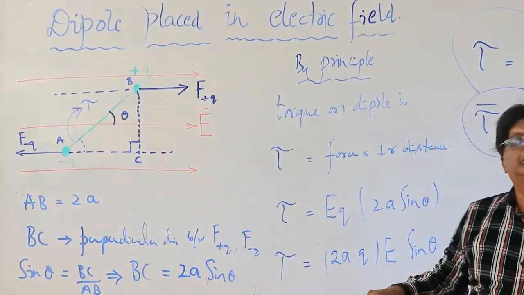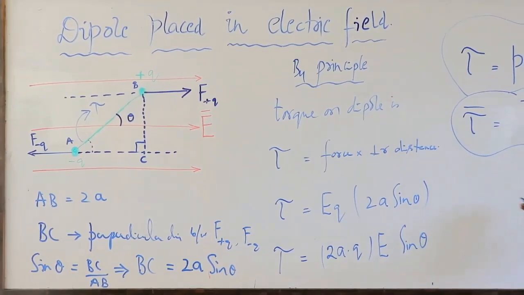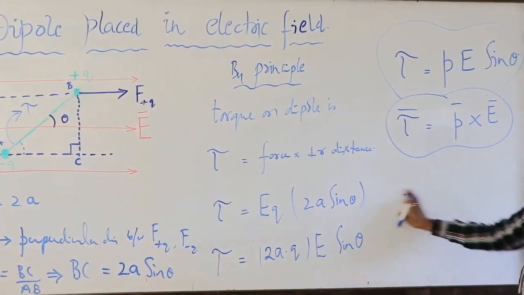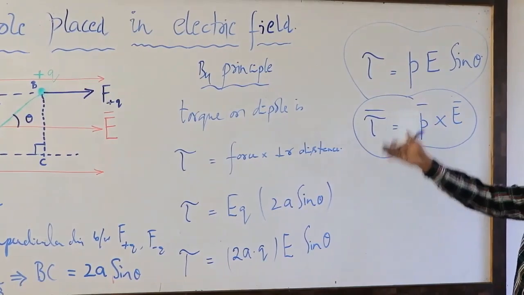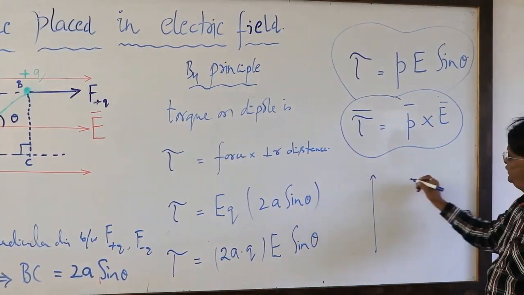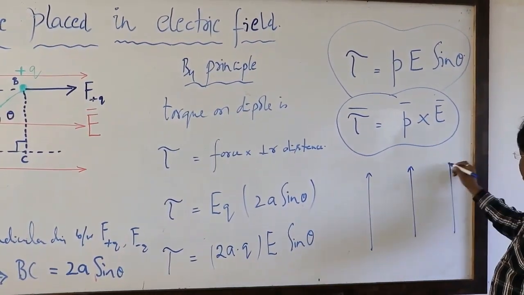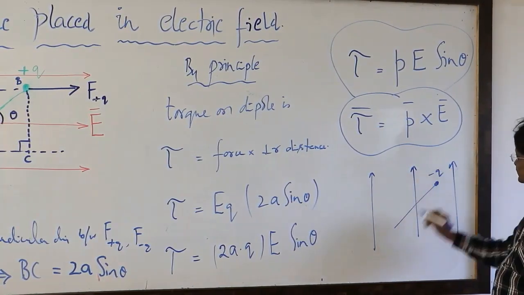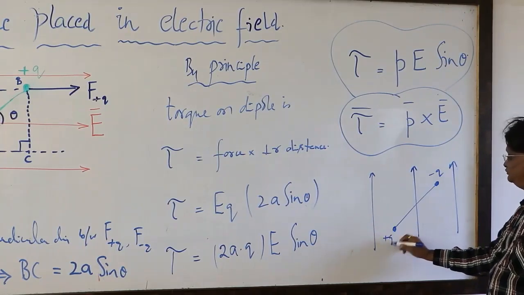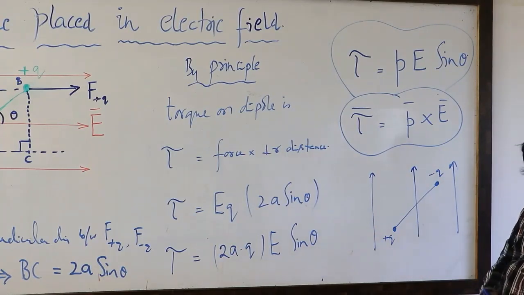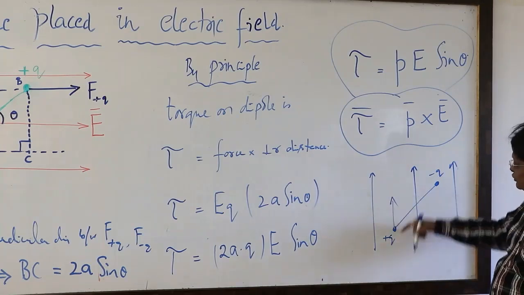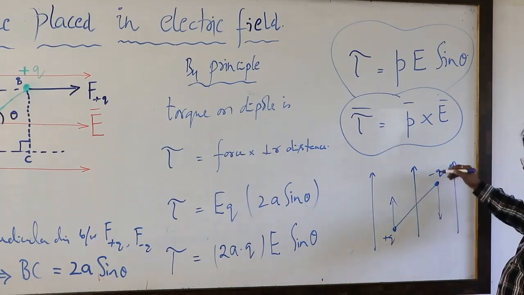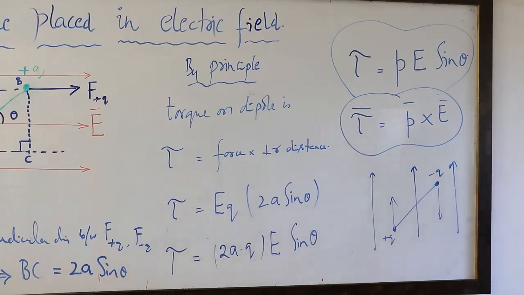When do we get anti-clockwise? Supposing, let me show you one more time here. Don't always think that the field should be horizontal lines. Supposing this is the electric field, and I have placed a dipole like this, and this is minus q, and this is plus q this time. Now one more time, draw the force vectors. This is the force on the positive charge, and this is the force on minus q, right? And therefore this again will give rise to a clockwise torque.